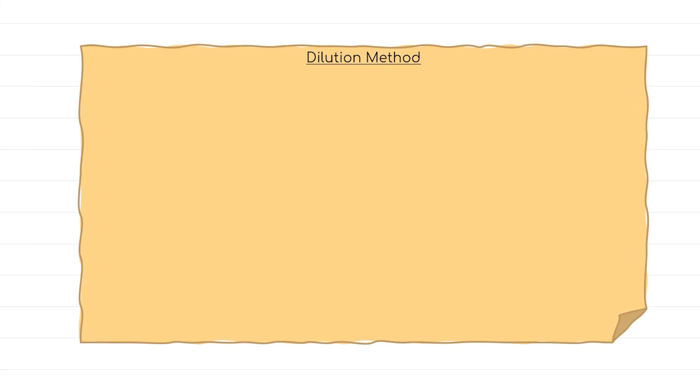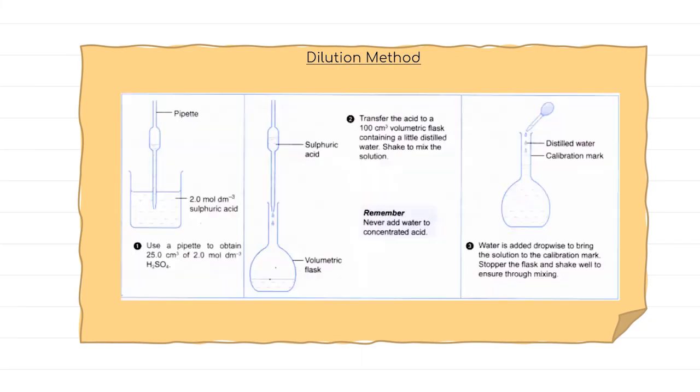We are going to look at how the dilution method works. So there is a pipette. 25 milliliters of sulfuric acid is transferred to the volumetric flask, and then it is mixed with a little bit of distilled water. Then we fill the volumetric flask with distilled water until the calibration mark.